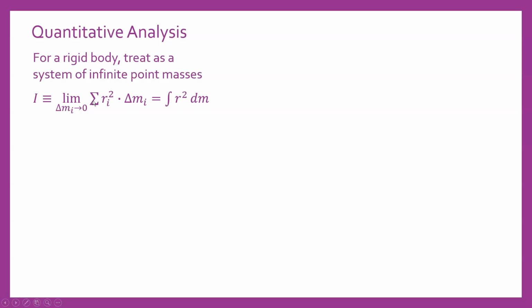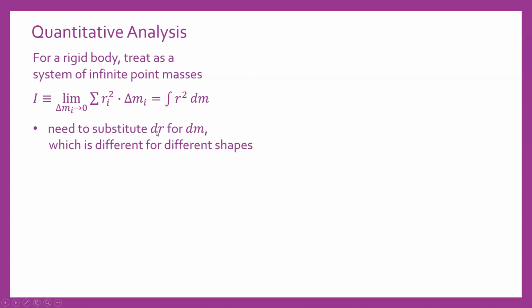That's the limit of the sum of our particle masses as the size of those masses go to 0, which means we have an infinite number of particles. This is known as a Riemann sum, and so that leaves us with the impulse is equal to the integral of the radius squared dm. Now we do need to substitute dr for dm, and this will be different for different shapes.